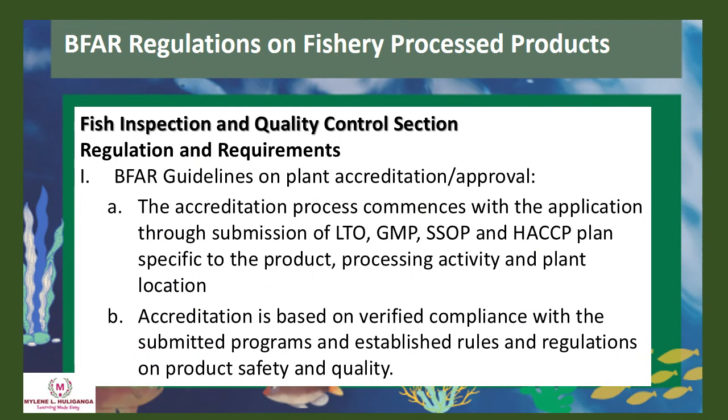Bureau of Fisheries and Aquatic Resources or BFAR regulations on fishery processed products. Fish Inspection and Quality Control Section. The regulation and requirements. BFAR guidelines on plant accreditation or approval. A. The accreditation process commences with application through the submission of LTO, GMP, SSOP, and HACCP plan specific to the product, processing activity, and plant location. B. Accreditation is based on verified compliance with the submitted programs and established rules and regulations on product safety and quality.